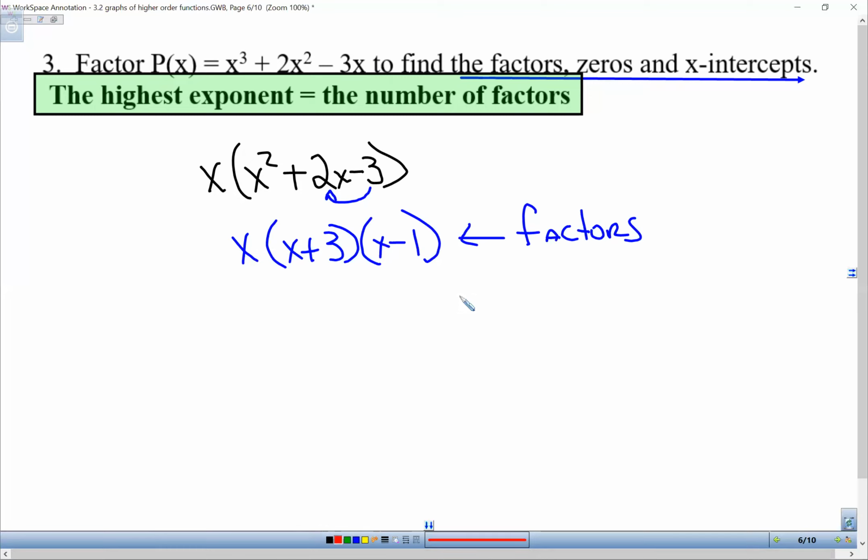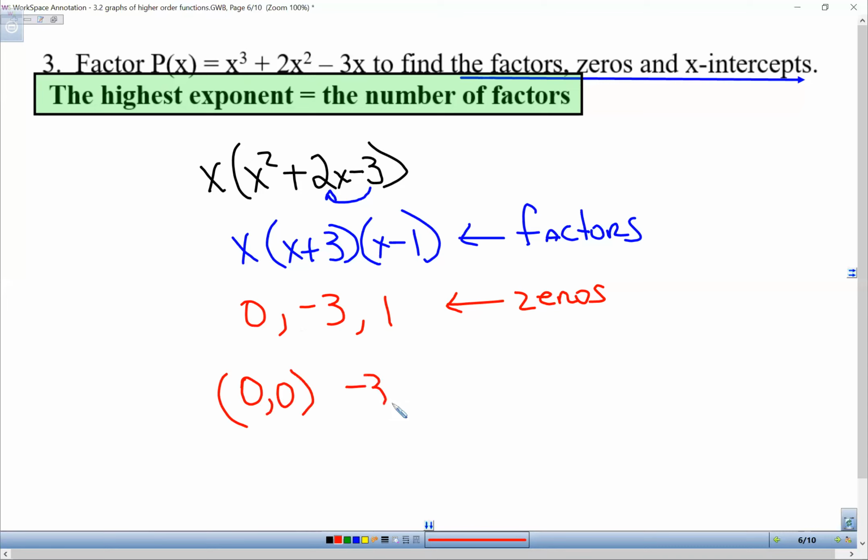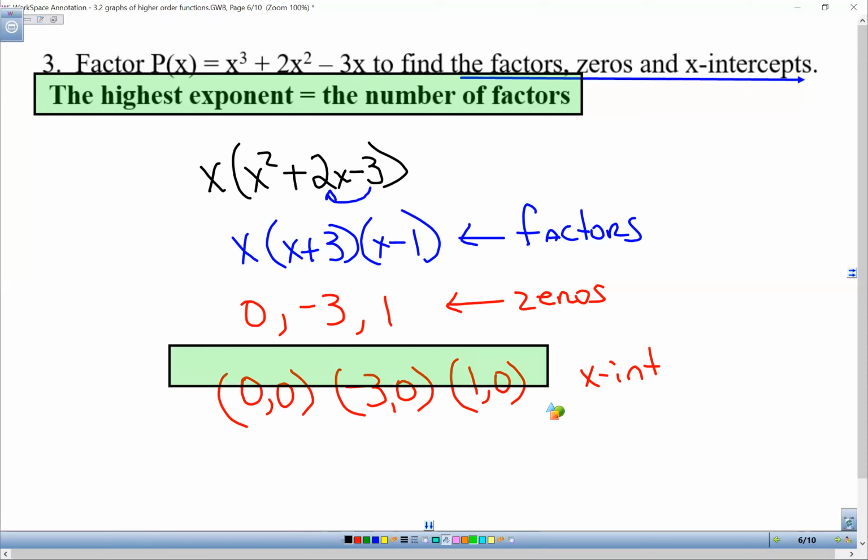If we solve each factor equal to 0, then we would get 0, negative 3, and 1, and those would be our zeros. And then to get your x-intercepts, you just put a 0 for the y-coordinate with your zeros. So first one would be 0, 0. The second one would be negative 3, 0. And the last one is 1, 0. So these would be our x-intercepts. Okay. So the x-intercepts are what we need in order to sketch our graph.